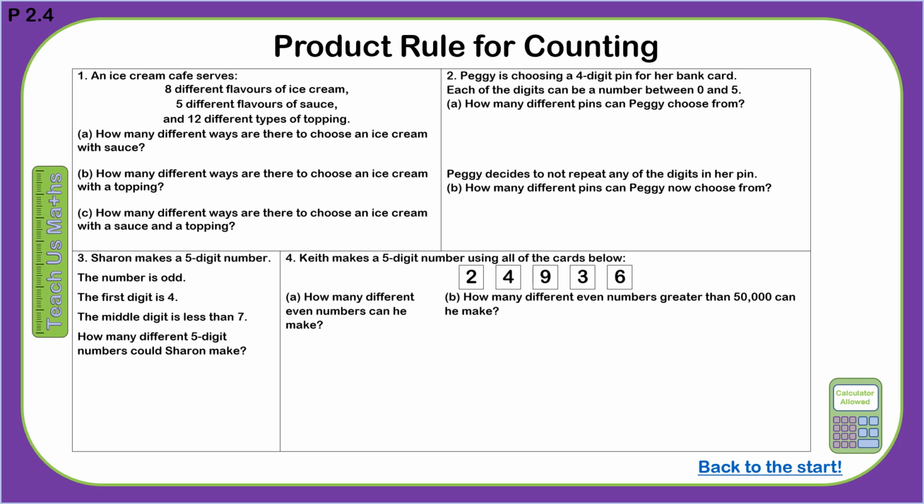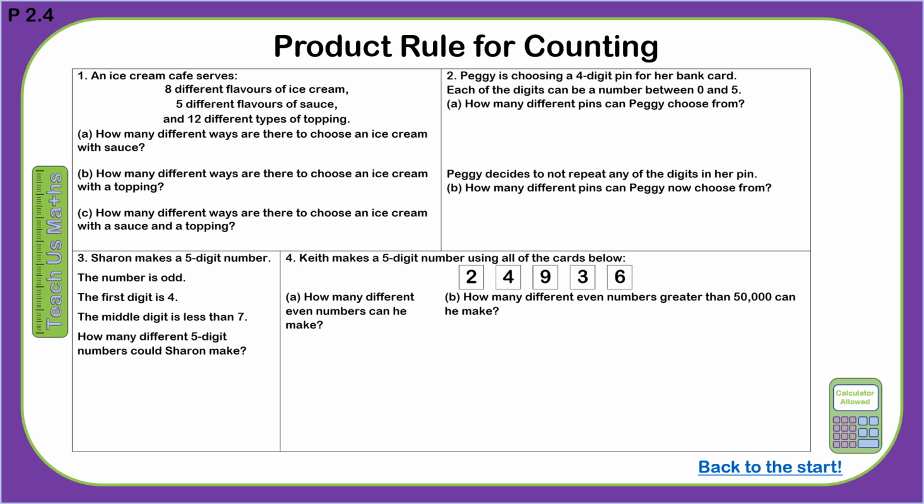P 2.4 Product Rule for Counting. In this chapter, we have looked at calculating the probabilities of combined events. When two or more events occur, we can find all of the possible outcomes and therefore calculate the probabilities of each outcome occurring. We have done this in several ways: by listing outcomes, using sample space diagrams, using frequency trees, tree diagrams, and Venn diagrams.